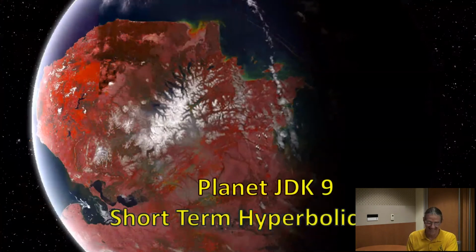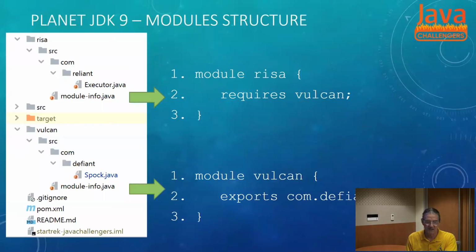JDK 9, very good. But it's no longer with us. In fact, it was the shortest lived one. And modules. How many people use modules? Modules! Okay, we have an expert in the house.